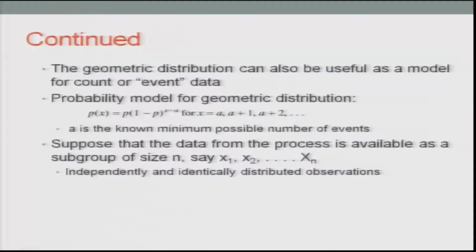So, the probability model for the geometric distribution is given as p times (1 minus p) to the power x minus a. So, x would depend on the number of observations you are taking, and a can be 1, 2, 3, x can be a plus 1, a plus 2, a plus 3, depending on how you have framed the problem. Suppose that the data for the process is available as a subgroup of size n, and the observations are x1, x2, x3 till xn.